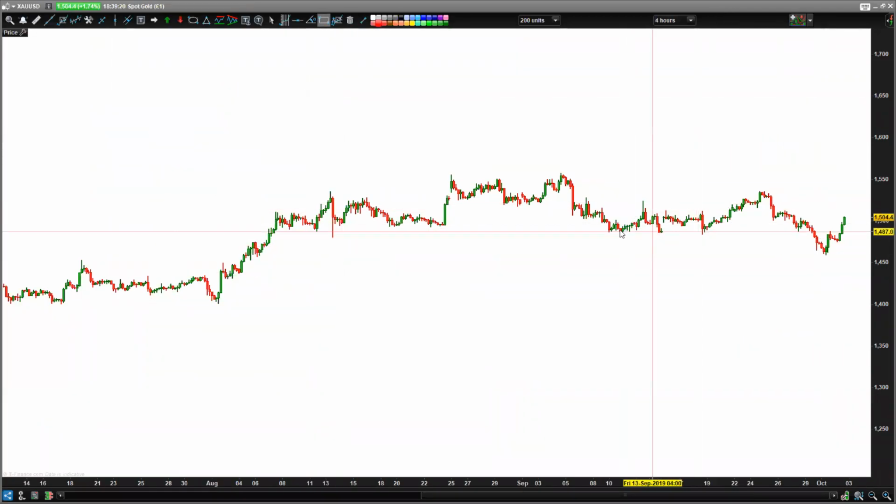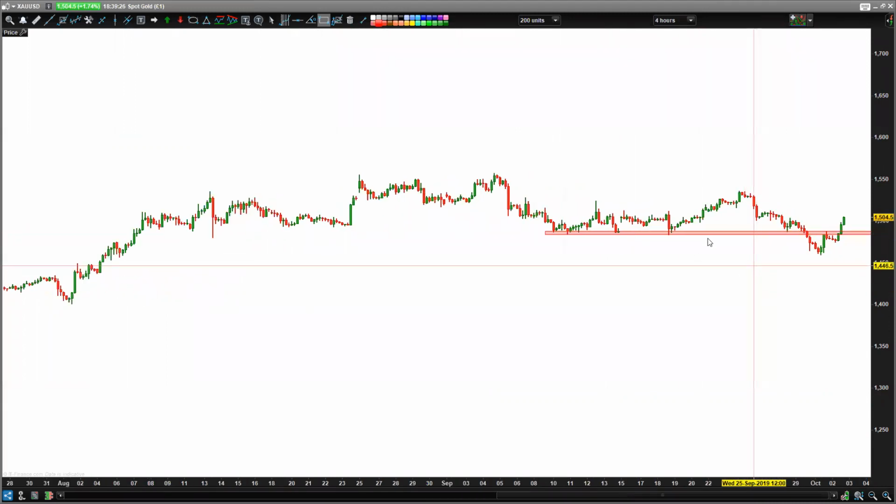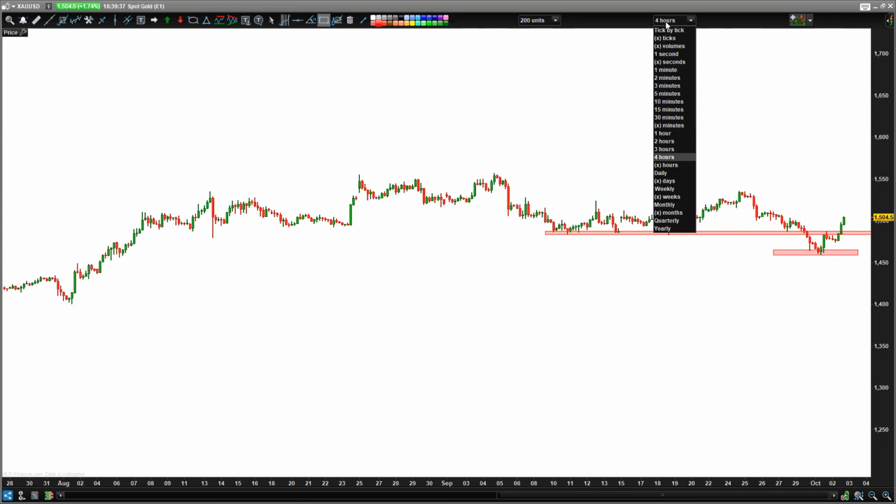I started buying this support, and it didn't work, so I left it. But you can see how the lower price levels have done very well. Any other questions? Let's have a look at the open of this.